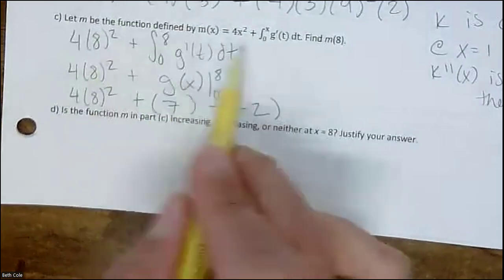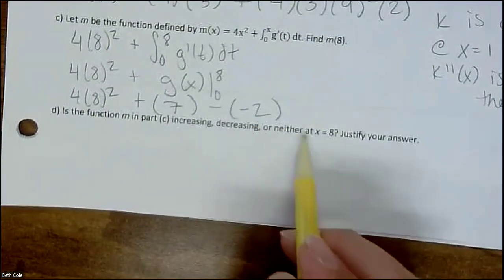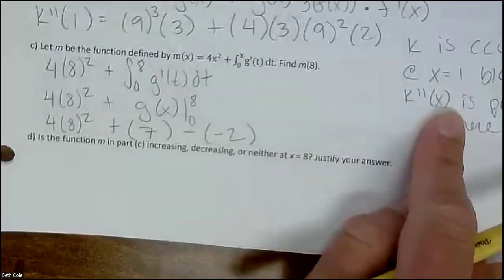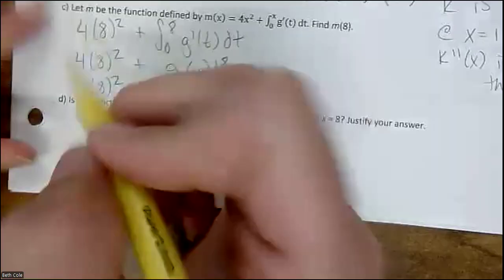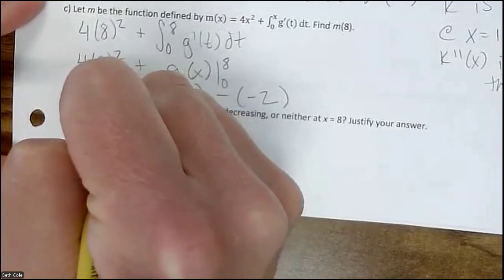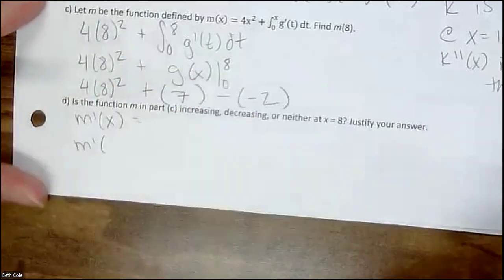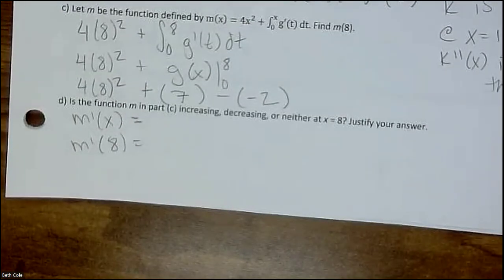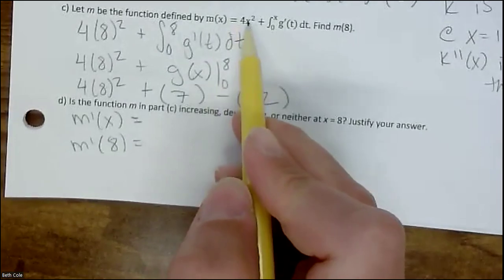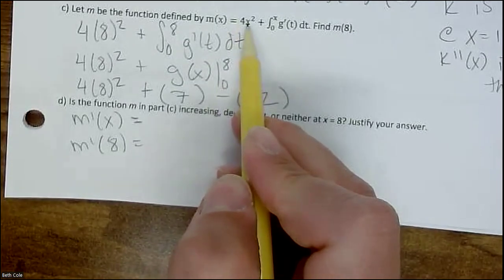All right, is that function that we just looked at increasing, decreasing, or neither at 8? Now, concavity was the second derivative. Increasing and decreasing is first. Okay, so we're going to find M prime. We're going to plug in 8, and we're going to see if that comes out to be positive or negative. So what is your derivative of 4x squared?